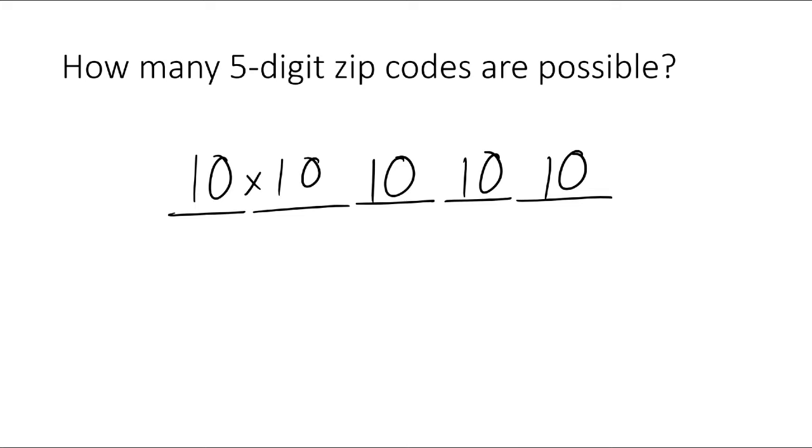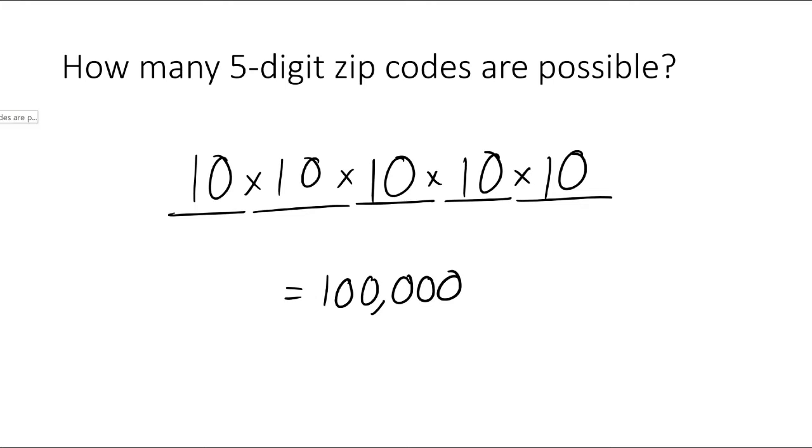So how many 5-digit zip codes are possible? We can find by multiplying 10 times 10 times 10 times 10 times 10. Which is going to give us 100,000 zip codes. So there are 100,000 zip codes in the U.S. that are possible, assuming every one of those 5-digit combinations is an allowed zip code.